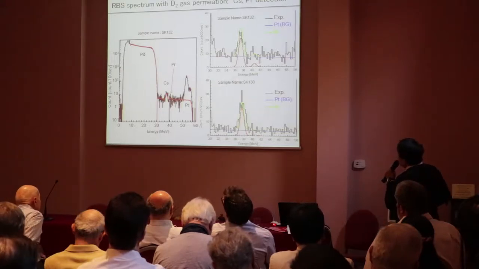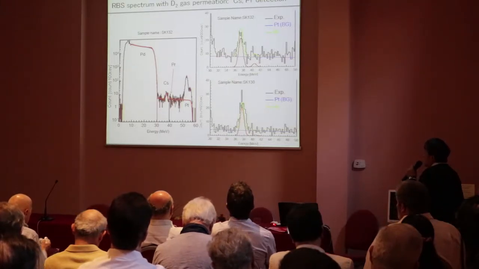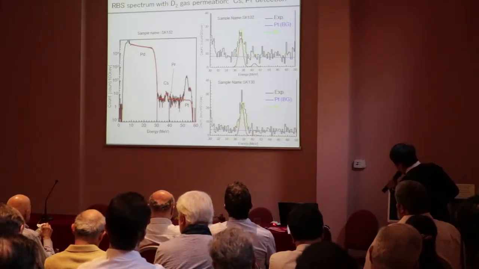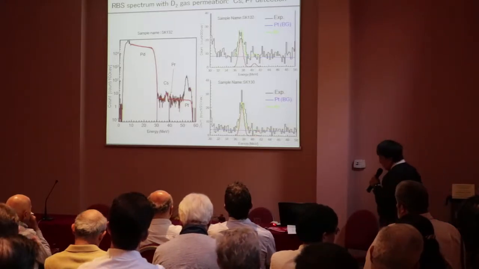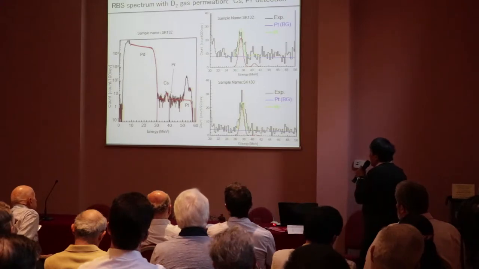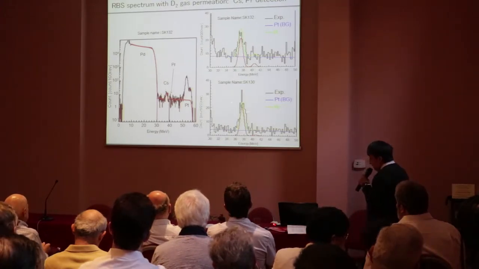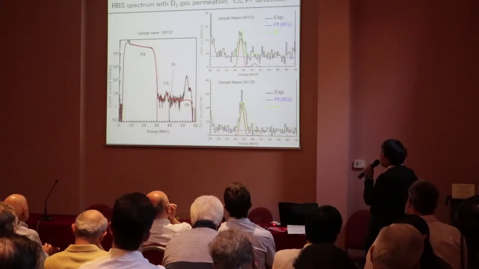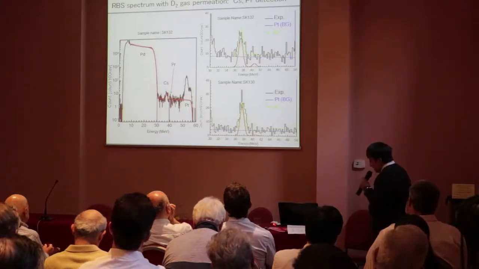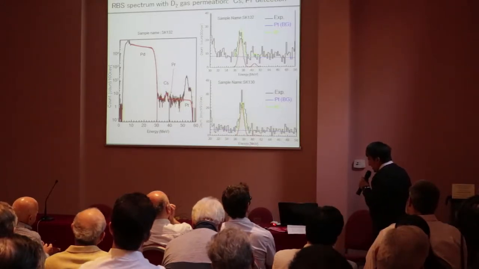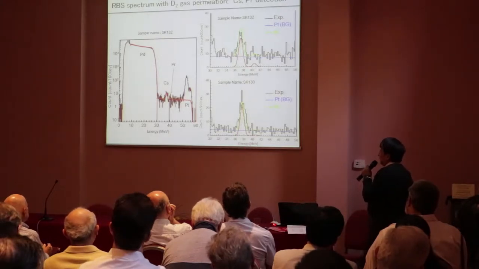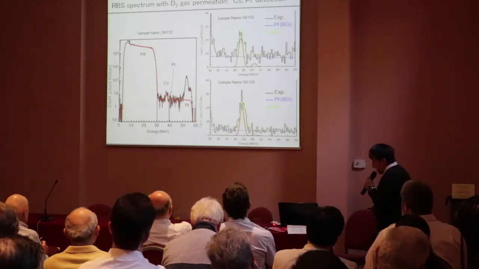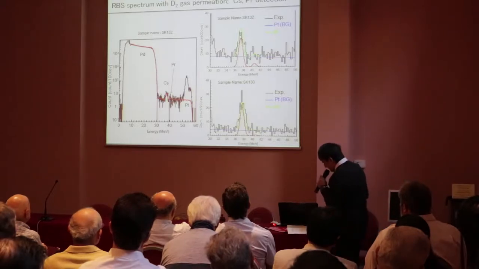And this is another sample, SK130. Here we can see the platinum peak. The statistics are not enough, but we can see platinum in the RBS spectrums. It qualitatively corresponds to the MHI reports. But on the other hand, the quantitative agreement is not good.